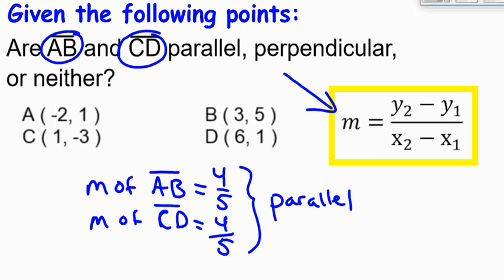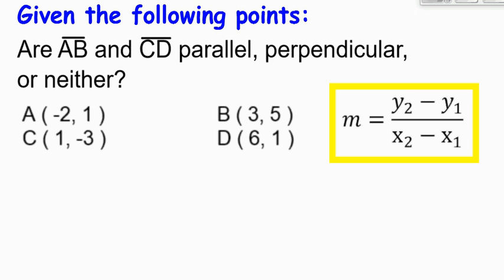All right, using the slope formula, you should have got the slope of AB is 4/5, and the slope of CD is also 4/5, which makes the two lines parallel. All right, on your own, try that exercise and tell me if they're parallel, perpendicular, or neither.